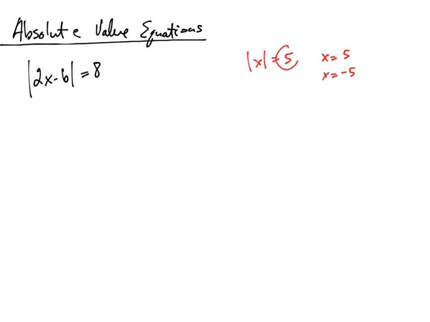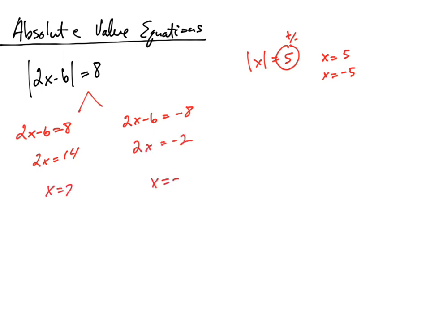So in other words, this value could be positive or negative. We set the expression equal to positive or negative of that value there. So to solve this equation, we're going to say 2x minus 6 is equal to positive 8, and 2x minus 6 is equal to negative 8. And then we just solve each of these linear equations separately. So we get x is equal to 7, and then we get x is equal to negative 1. And those are the two solutions.